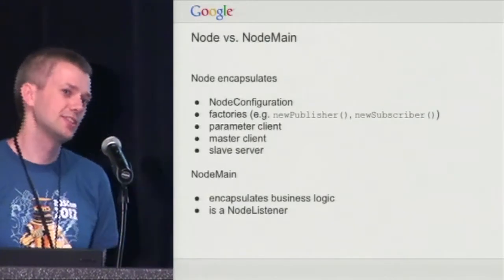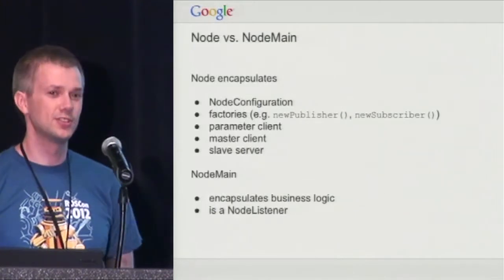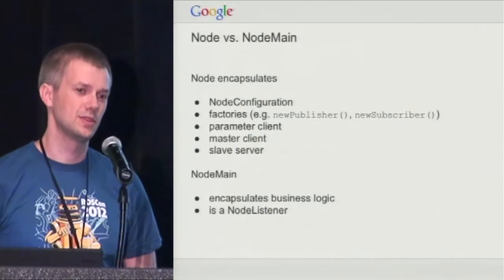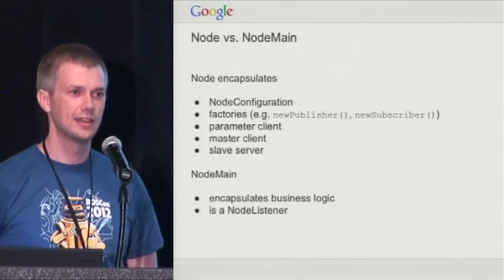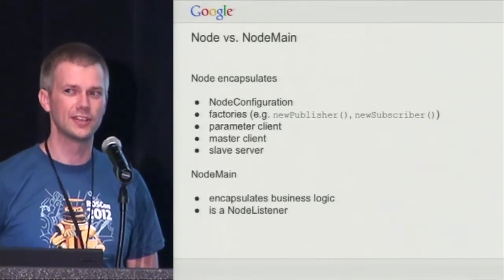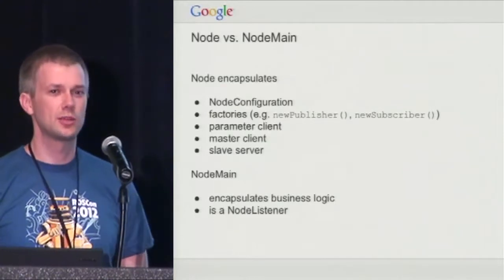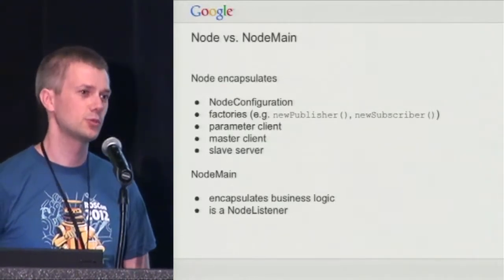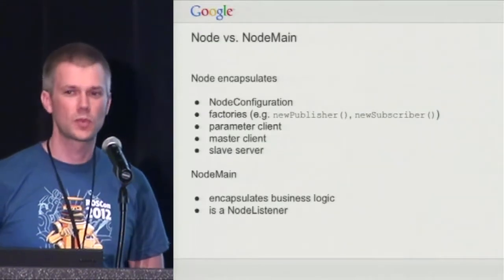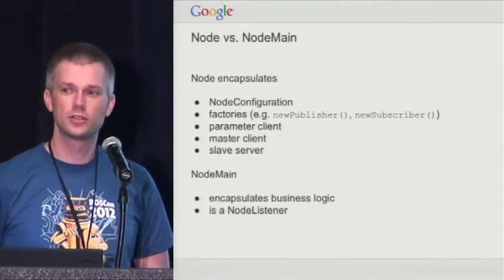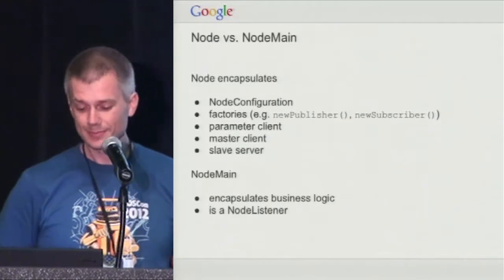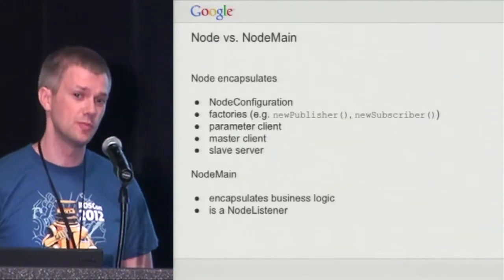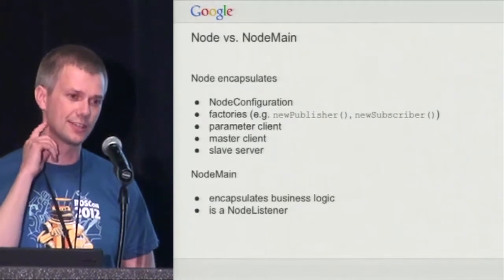So another big difference is this concept of node versus node main. Whenever people talk about nodes in the ROS ecosystem, it's actually a little bit of an overloaded term, I found. Sometimes people are talking about a node in the graph. Sometimes you're talking about an actual process. Then in the ROS C++ world, there is the concept of nodelets, which are, I guess, similar to node main in rosjava.